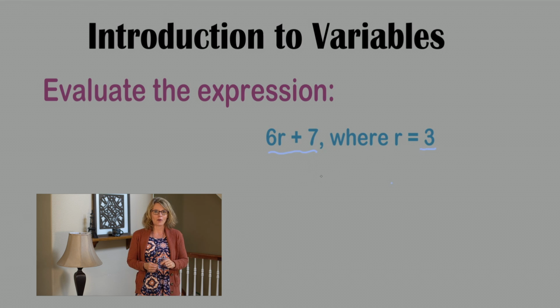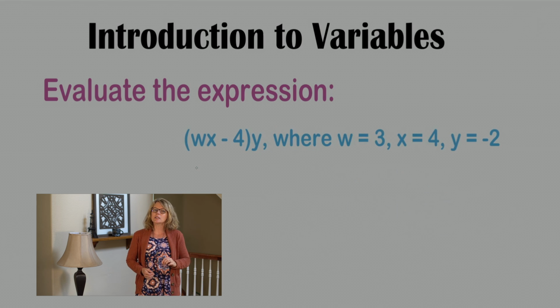One thing to watch out for is that even though the 6 and the r are right next to each other, they don't make 63. You need to remember that there is an invisible multiplication sign in between them, so we should write it with a dot between them like this: 6 times 3 plus 7. Now we follow our order of operations and do 6 times 3 first, which is 18. Then plus 7 equals 25. When I evaluate this expression, I get 25.